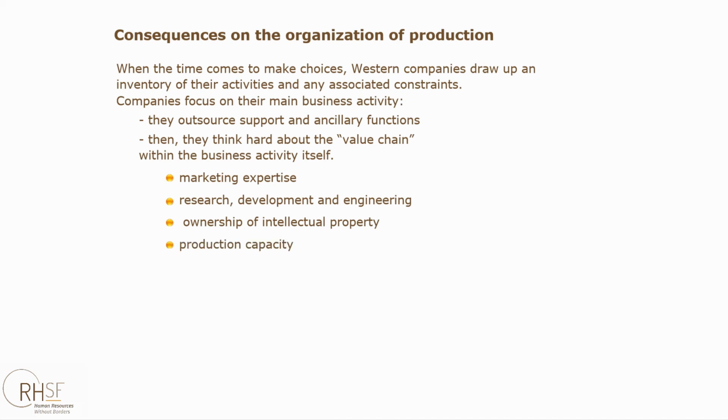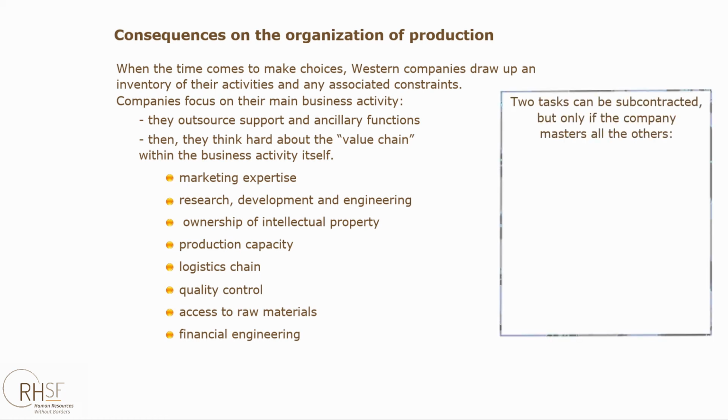ability to organize themselves and therefore in the logistics chain, in quality control and therefore in the final assembly and verifications, in their access to raw materials, in their access to sources of financing and therefore in financial engineering. Resources and talents should therefore focus on those important points. In this list, 2 tasks can be subcontracted, but only if the company masters all the others: the sourcing of raw materials, the production capacity, or in other words, the production itself.